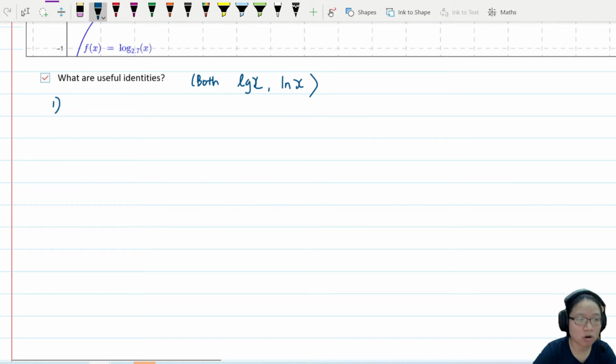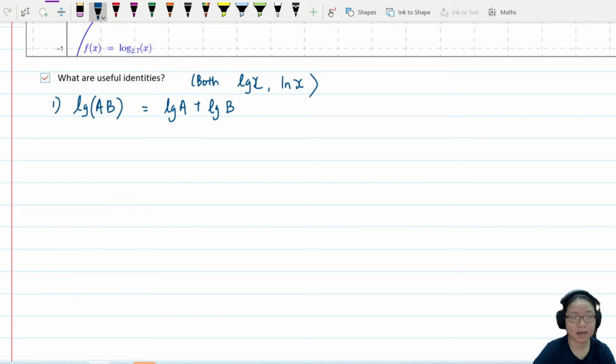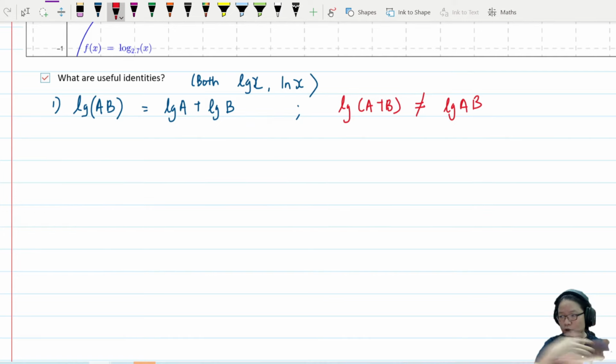For the first one, let's say I use log. So log of A times B is equal to log A plus log B. However, I'm going to write this in big red: log of A plus B is not equal to log A plus log B. I sometimes see some weird things. This is not the same. It's not a two-way street.